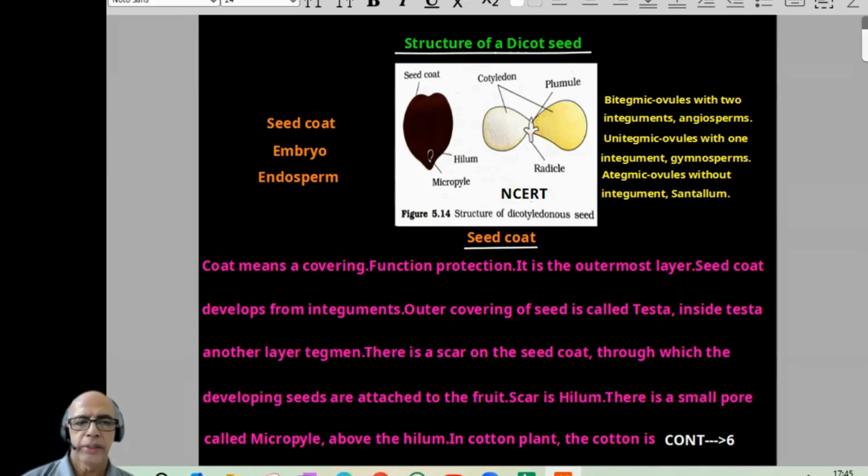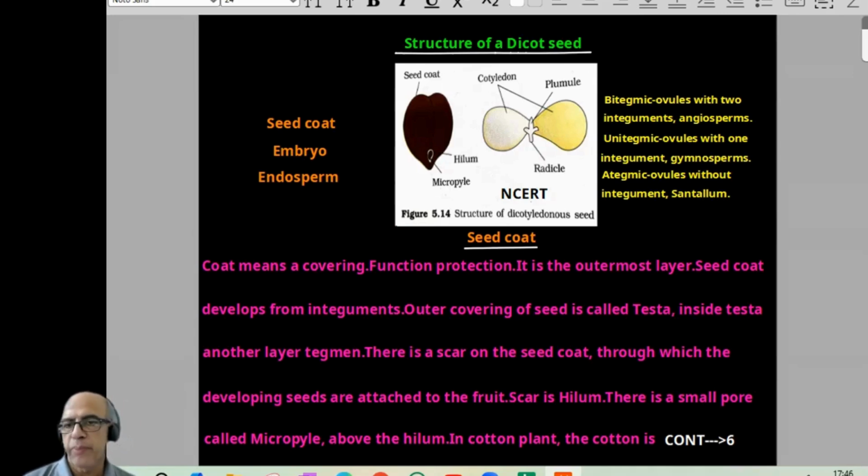Now, on the left side, seed coat, embryo, endosperm, that is what we are going to discuss. Remember, this is a labeling question, NCERT diagram, figure 5.14. Because two cotyledons are clear, that is why it becomes dicot. Hilum, micropyle, all will be explained. Now comes the seed coat. Coat generally means a covering. Function of a coat or covering is usually protection. It is the outermost layer, that is how it is able to protect.